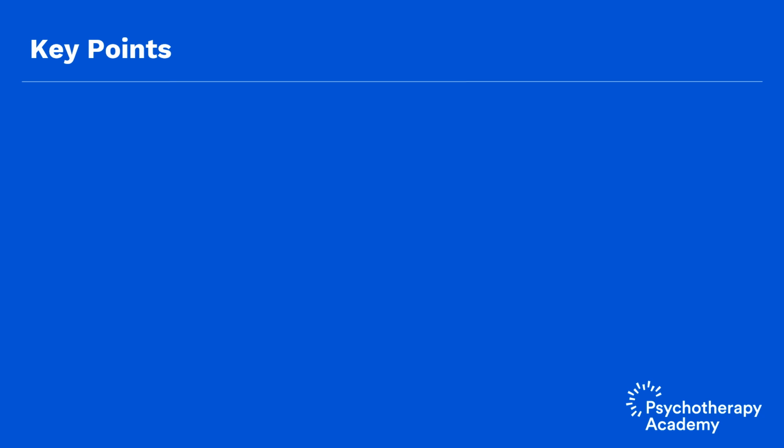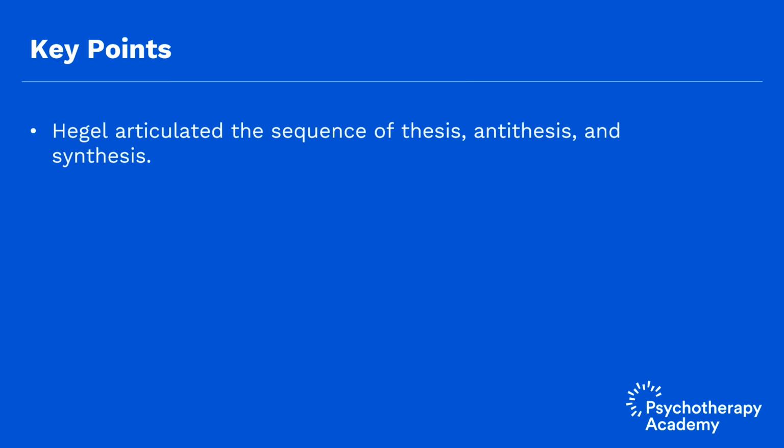Key point number 3. Hegel was a German philosopher who realized that it was not just philosophy students who learned to be dialectical. Rather, this is how all collective human knowledge tends to evolve. Hegel articulated the sequence of thesis, antithesis, and synthesis.